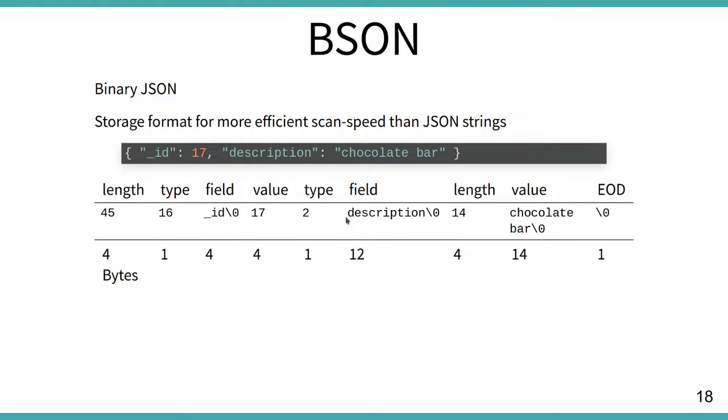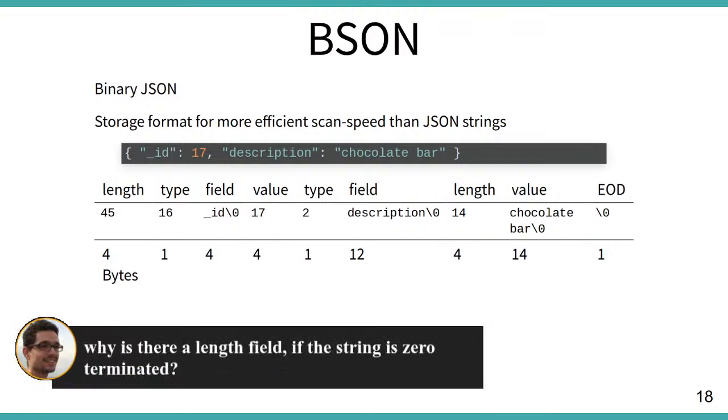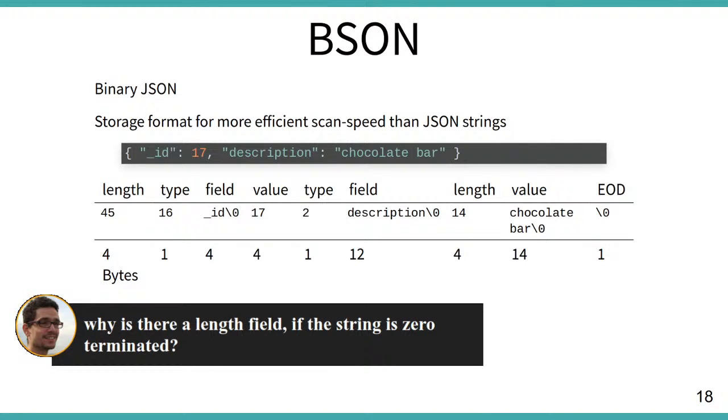And here for strings, the same. We have a string field, it's called description, and we store the length again in a 4 byte field. So the string chocolate bar is 14 characters long, because the end of string character is stored as well. Otherwise it would be only 13 characters long. And I cannot answer this question here.